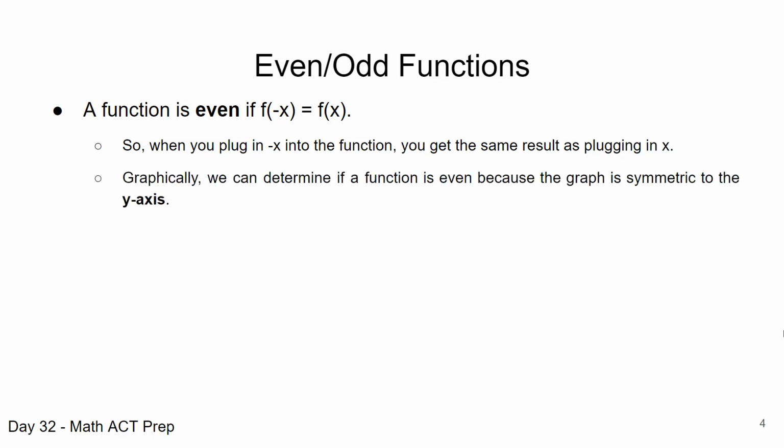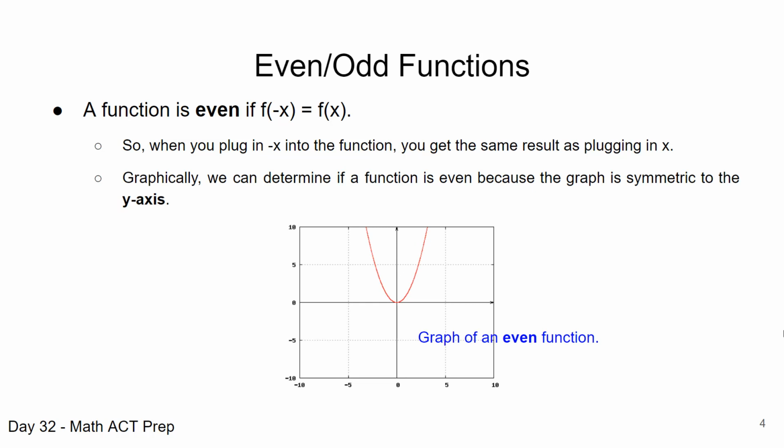So when we want to look for a function to be even, it's when it is symmetric about the y-axis. And this is an example of an even function. If you look at this parabola, you would see that it is symmetric about the y-axis. We could almost fold the parabola over from left to right, and it would be symmetric about the y-axis. That makes the function even.